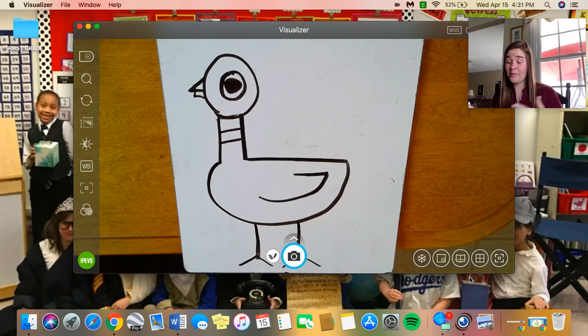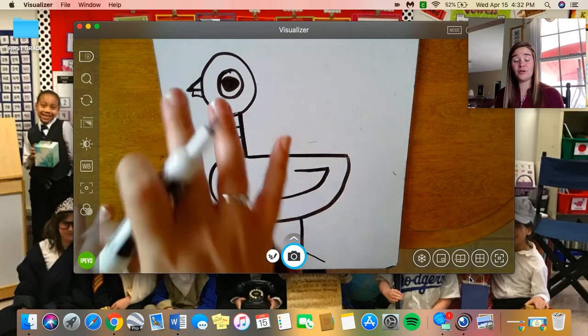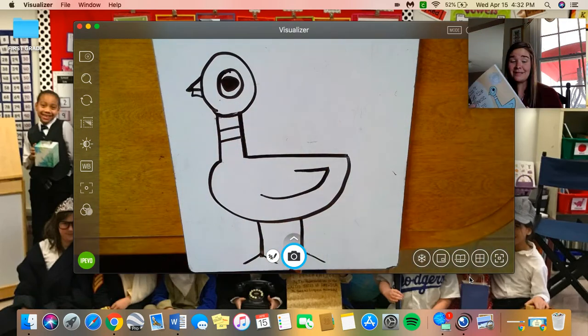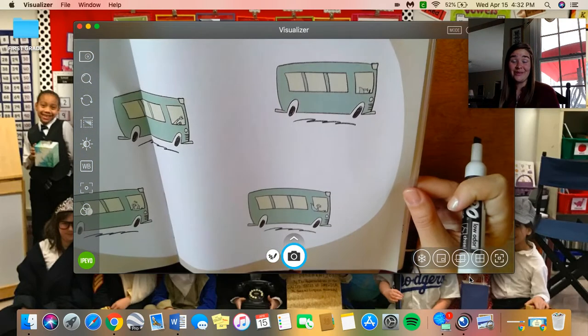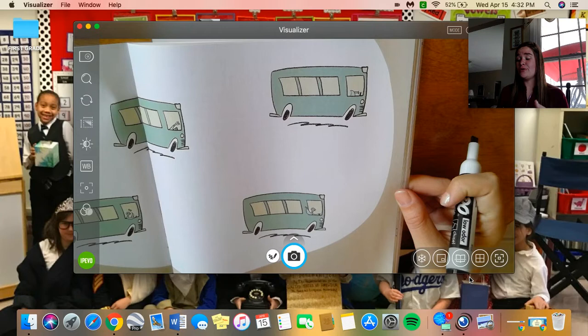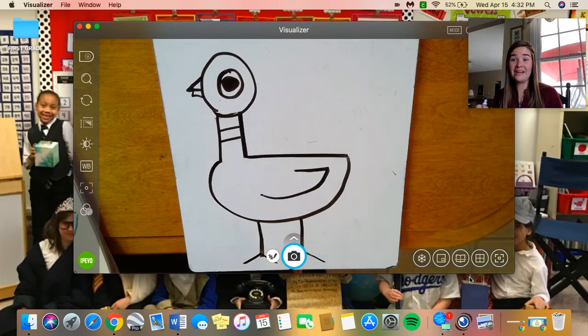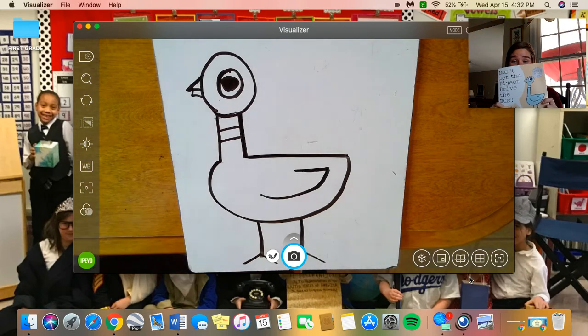And just like in all the other pictures, you could color him and leave him just like this, or you could draw him with grass underneath him, or with sunshine, or with clouds, or if you wanted to draw the bus in the background, maybe if you want to draw a bus that looks like this, you could draw a bus in the background. You could draw Elephant and Piggy on here, anything else that you wanted. But there is our pigeon from Mo Willems' Pigeon series.